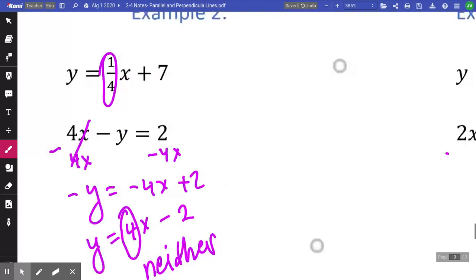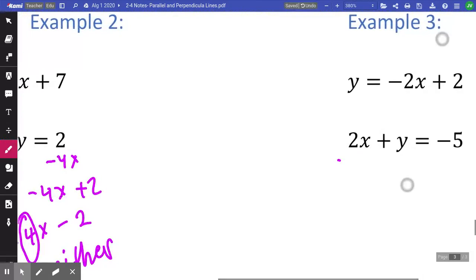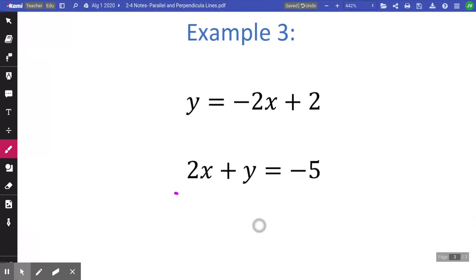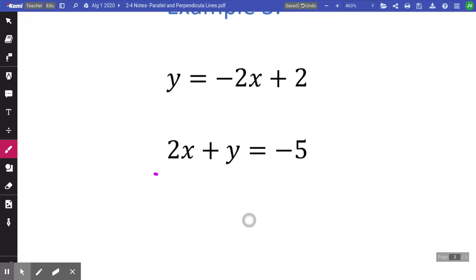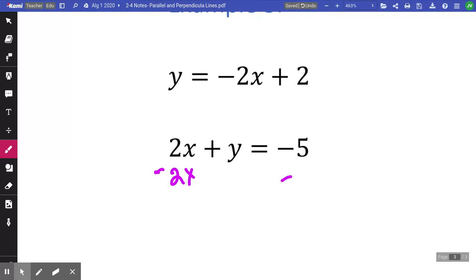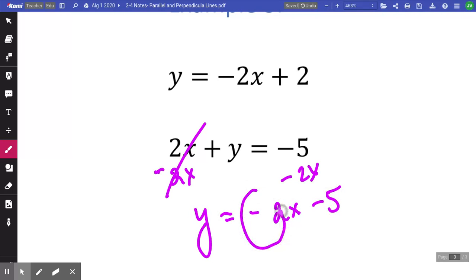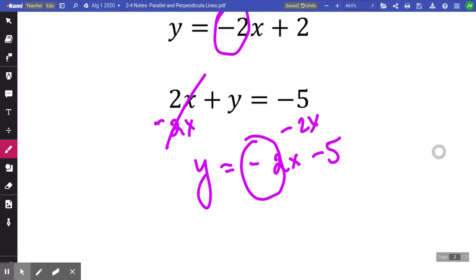Okay, let's take a look at the last example here. Again, you want both equations to be in the same form, so slope-intercept form. So let's get started. Subtract negative 2x from both sides. All right, so we got y equals negative 2x minus 5. Now, taking a look at the slopes, they are identical. They are the same number, just the b, or y-intercept, is different. So in this case, we can say that these lines are parallel.